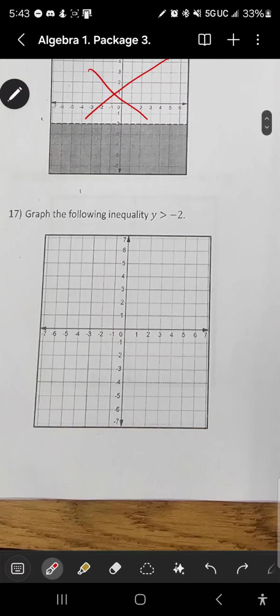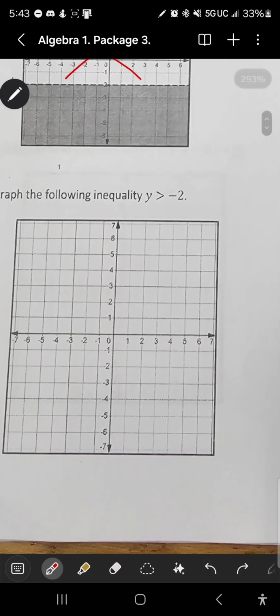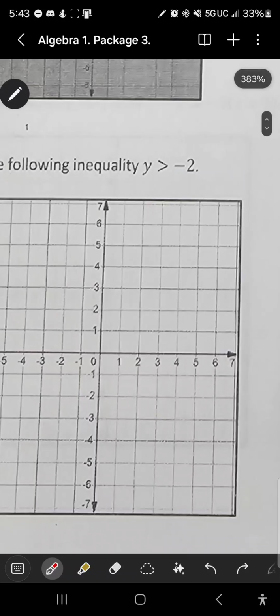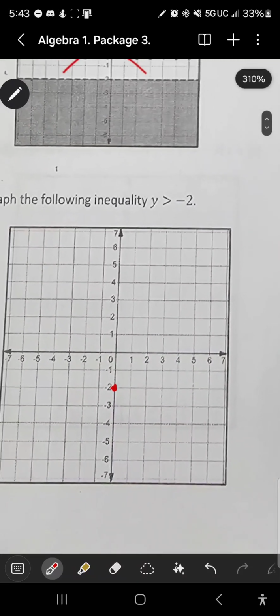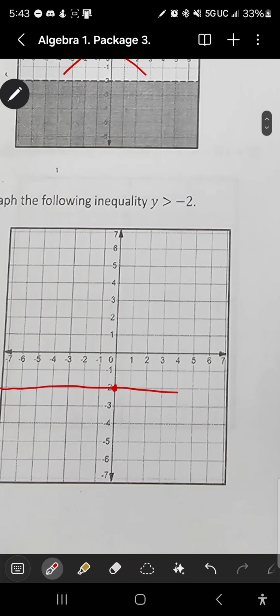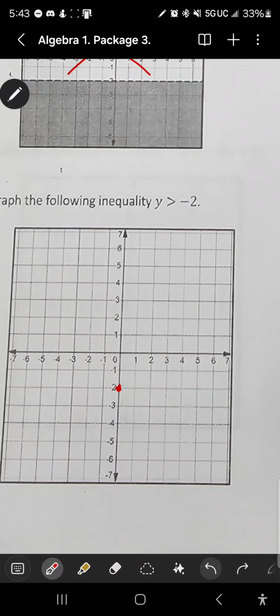Let's see the next one. Graph the following inequality. In this case, we know that it's going to be in the y-axis because it's y something. So we don't have a slope, the slope is 0, it's just a horizontal line. And as you can see here, this is going to be -2. Oh wait, my bad. As you can see here, it does not have the equality, it's just greater than.